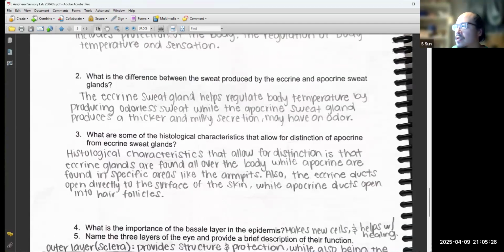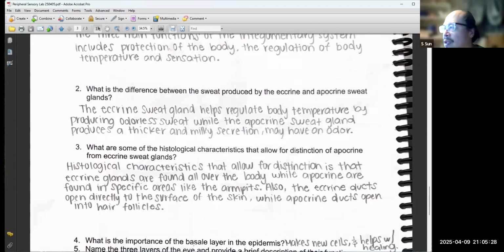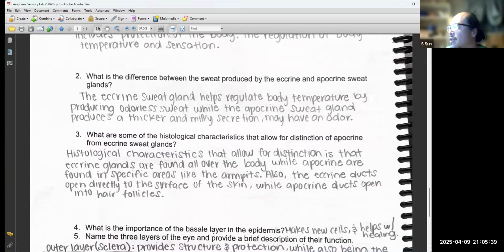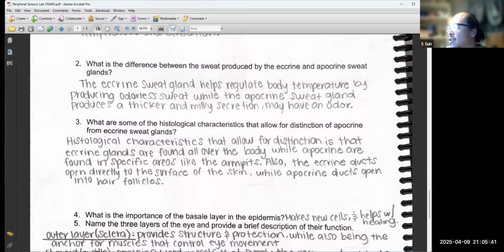So number 4, importance of stratum basale. The importance is that this is where your skin regenerates or renews. So it makes new cells and helps with healing. So that's a good way to say it.